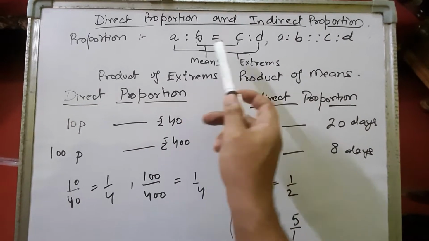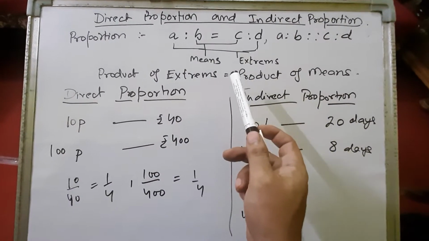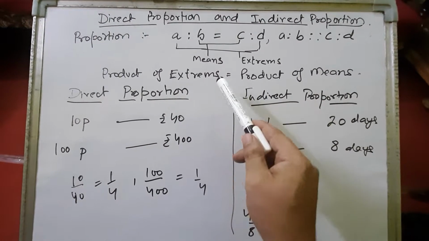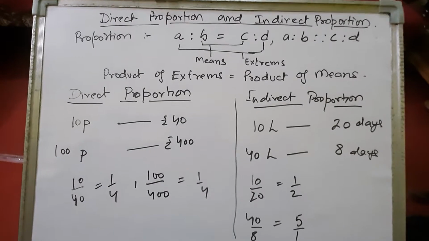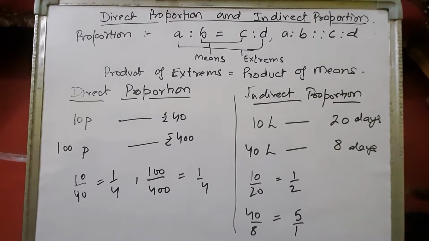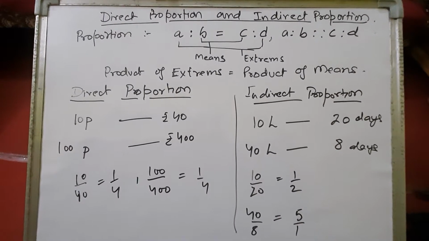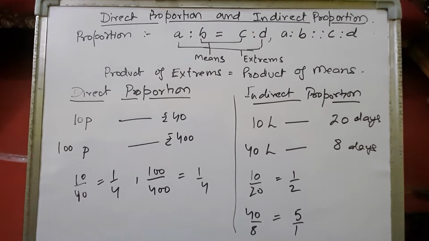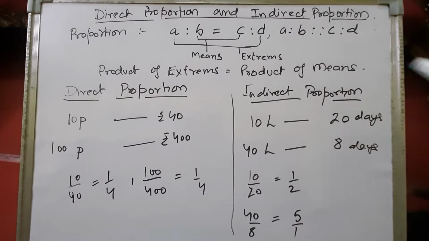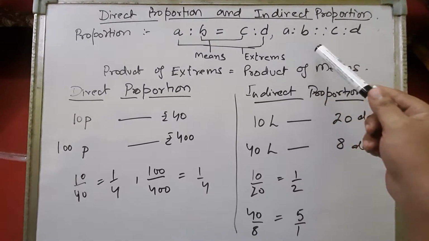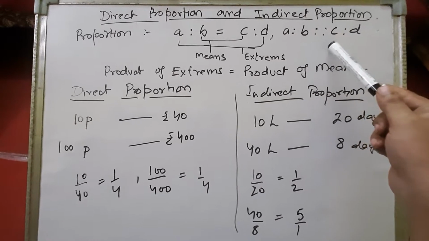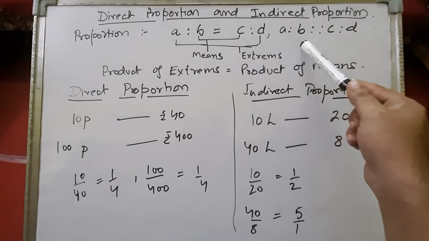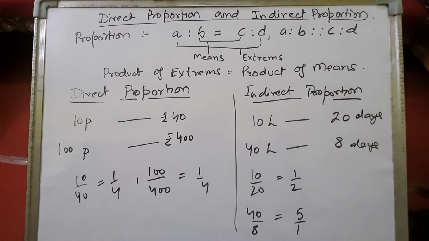So whenever four terms A, B, C, D are given and you have to find whether they are in proportion or not, we calculate the product of extremes and the product of means. If the product of extremes is equal to the product of means, then we say that the four terms given are in proportion. Right, children? And this can also be written as A is to B as C is to D. This proportion sign will be read as A is to B as C is to D.